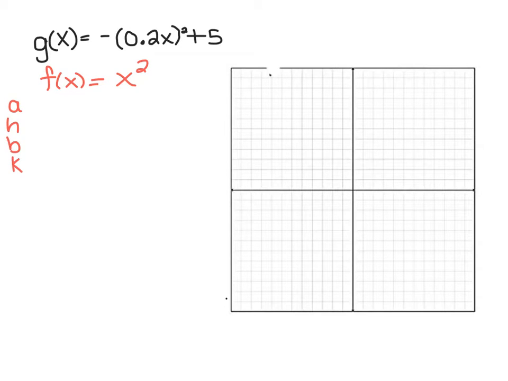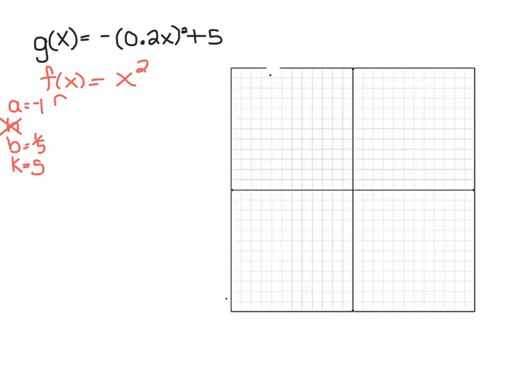All right, so do I have an a value? Yeah, I do. It would be a -1 out front. Do I have h? No, nothing is added or subtracted to the x. Do I have b? Yes. I have a 0.2, which I, out of habit, just changed to fractions. So it's 1/5. And my k value would be 5.